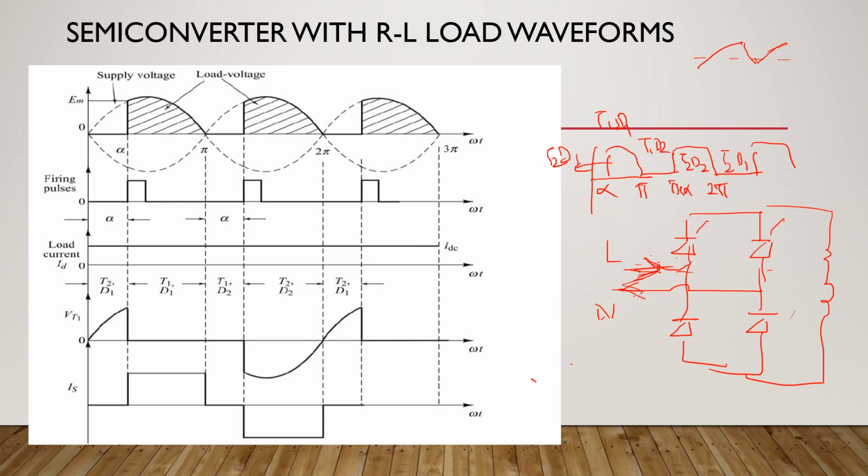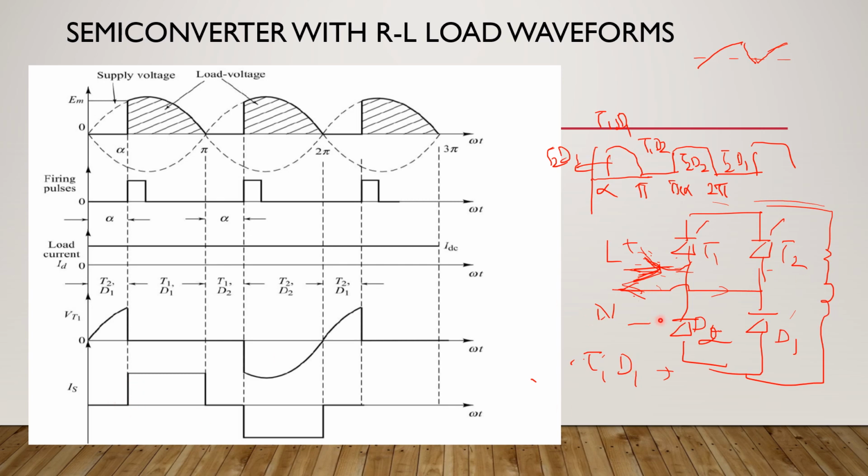If the current starts from N and then returns to L, then the current is supposed to be negative, right? So this is T1, D1, T2 and D2. When T1, D1 conduction is happening, during the positive half cycle, the current is flowing from the positive L through T1, through the load, through D1 and back. At that time, we say that the current is positive.